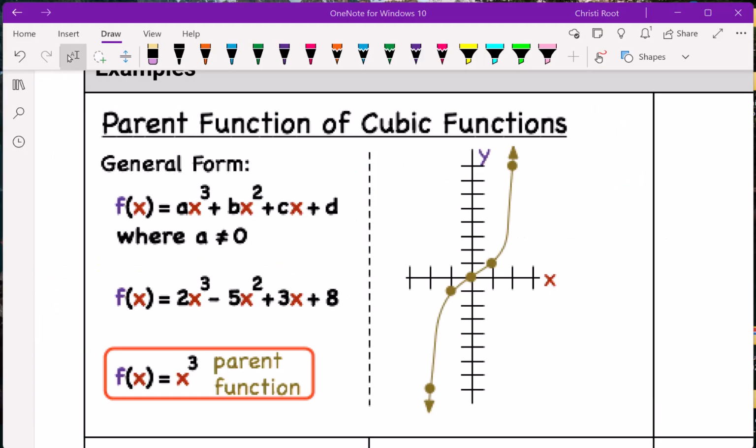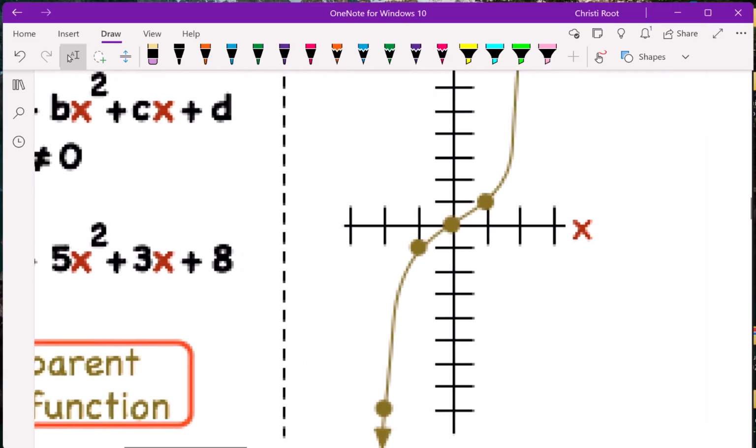So you need to be very familiar with all of the parent functions, but specifically for this lesson, you need to be familiar with x to the third. And we just did this in Desmos, where you start with the origin. You have a point at 1, 1, and you have a point at -1, -1, and it's got that roller coaster type of pattern to it.